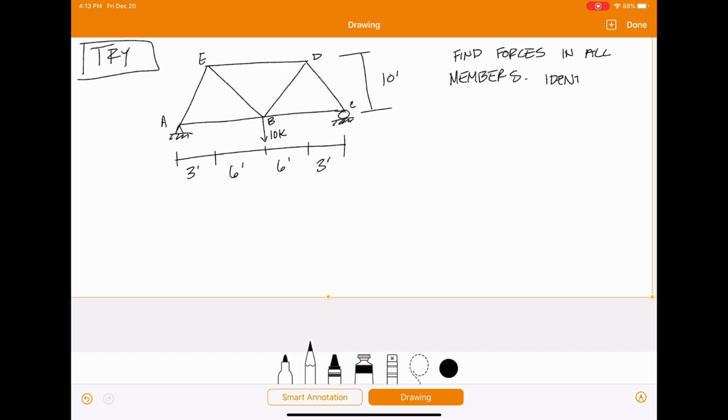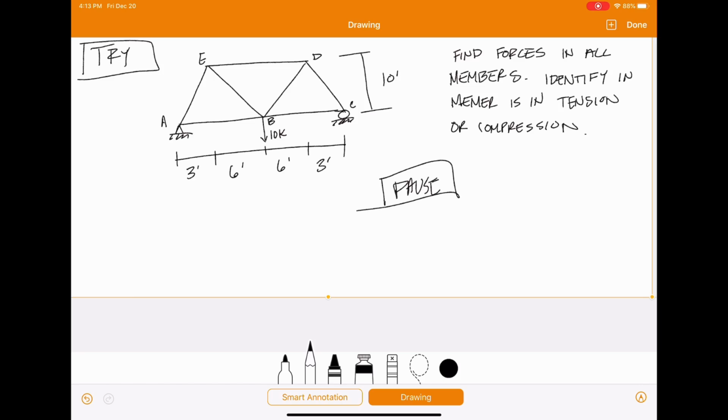Identify if each member is in tension or compression. All right, so go ahead and pause the video, work that out, and then you can check your answer with the PDF. This will be number 1 in that PDF.